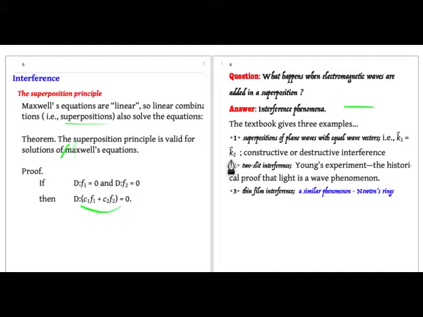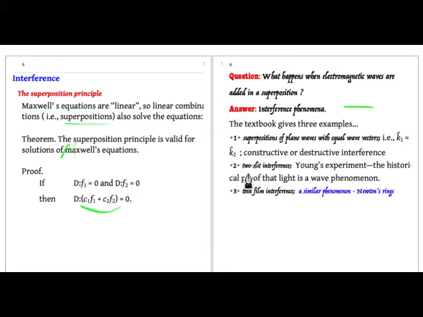Well, if they're traveling in the same direction and they have the same frequency, aren't they just the same thing? No, because they can have phase differences. The phases may differ in position. And that will lead to either constructive or destructive interference. That will be our first example.